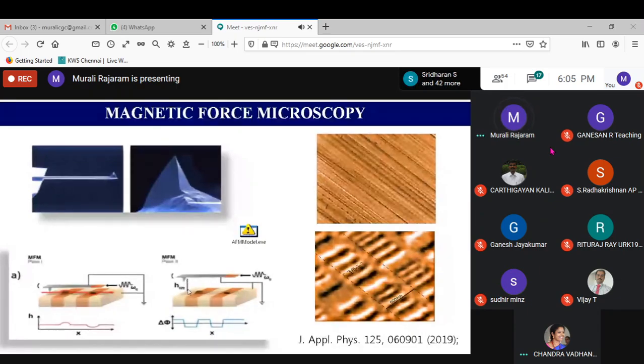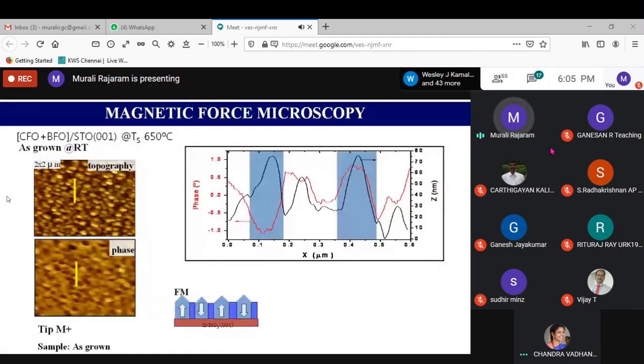So in magnetic force microscopy, your AFM tip will run at a very small height. If your domains are magnetically aligned in one direction, your tip will be attracted or repelled, depending on that, and you can draw the image of your domains. So that's called magnetic force microscopy. This is one of the very important and sophisticated measurements. Okay, so this is an MFM image of our as-grown sample at room temperature.